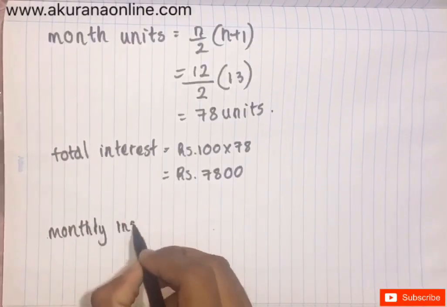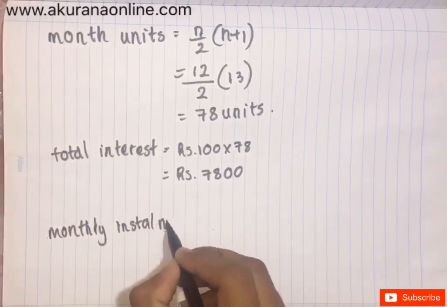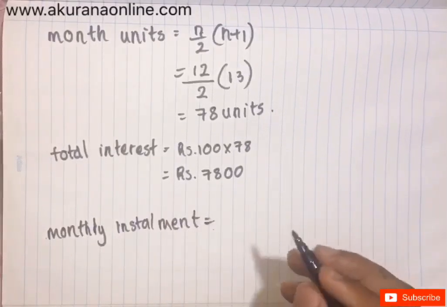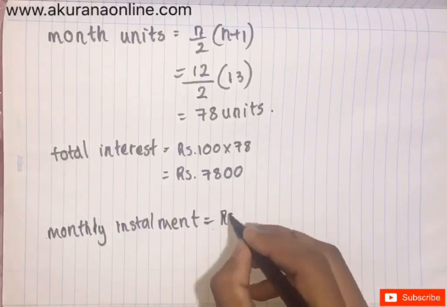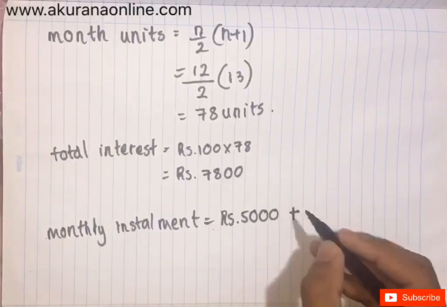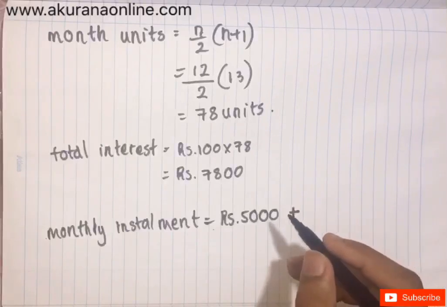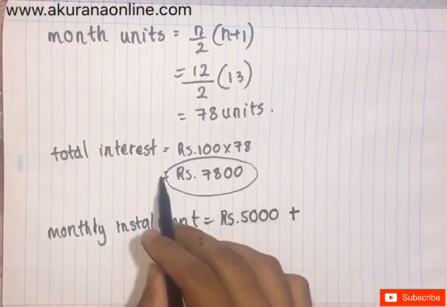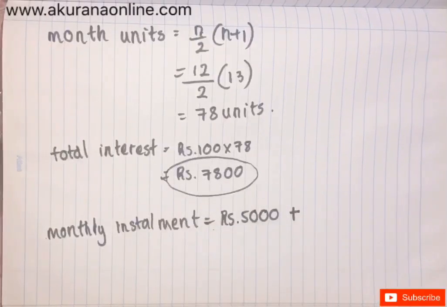Monthly installment, you can do it this way. Now you know how much you should pay without the interest. That is 5,000, you have already found out. Plus, you know the total interest. How do you find the interest per 1 month? You should divide the total interest by the number of months.